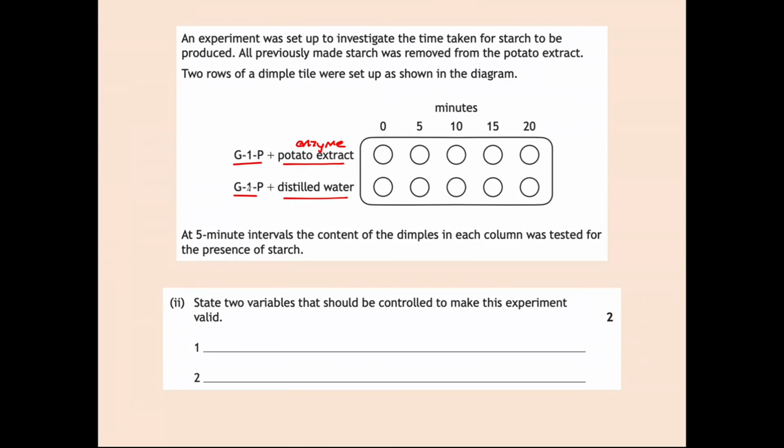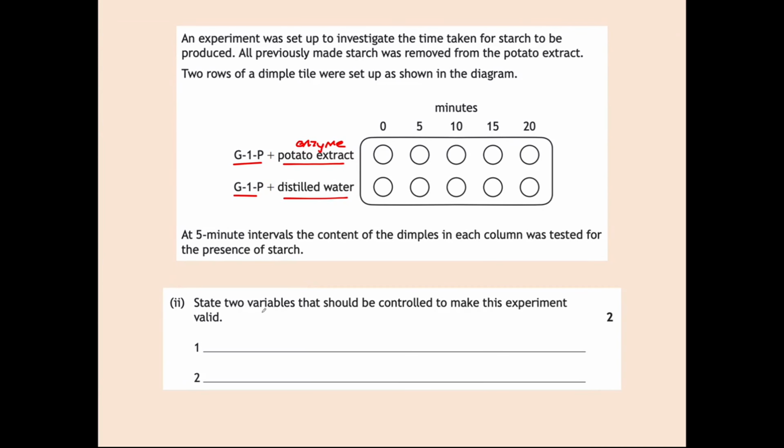We've also got a control experiment set up here. Because we've got the G1P, that's the substrate, and we've also got some distilled water. That water is there in place of the thing we're investigating, which is the enzyme in the potato extract. So that's an example of a control experiment. So we would expect no result in that control experiment. And what that would prove is that it's actually the enzyme in the potato extract that's causing any change in result.